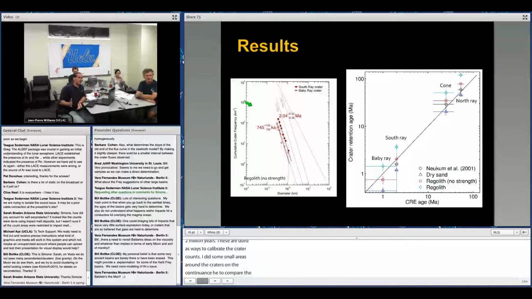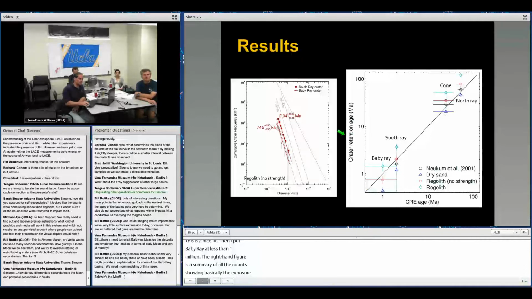This is showing South Ray and Baby Ray, and here I'm just showing the regolith isochron where I assumed it has no strength, and I actually get a really nice fit of the 2 million years for South Ray. That would then put Baby Ray at less than 1 million. The right-hand figure is a summary of all my counts, showing the cosmic ray exposure ages on the x-axis and my crater retention ages on the y-axis for the various isochron models. If I get a match, they would follow along this black line.